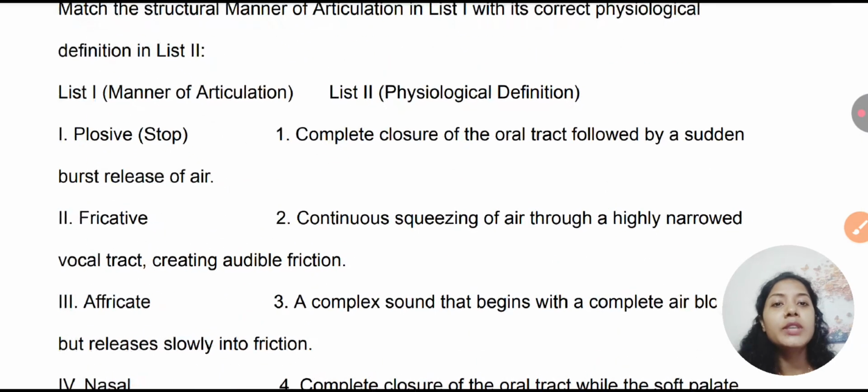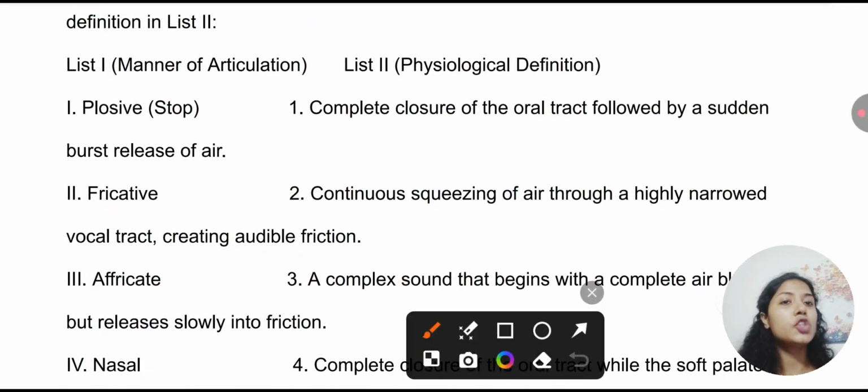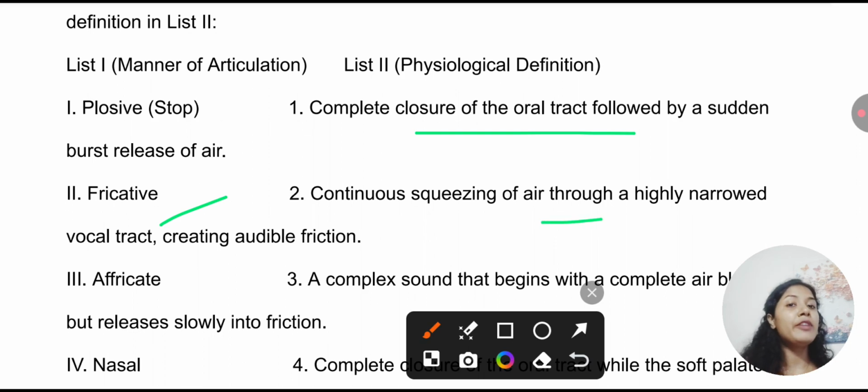So plosive means when air stops, complete closure of the oral tract followed by a sudden burst release of air, just like we said P. With P our lips close, but there is a sudden release of air. Fricative, the continuous squeezing of air through a highly narrowed vocal tract creating an audible friction, audible friction, like the letter we said earlier.